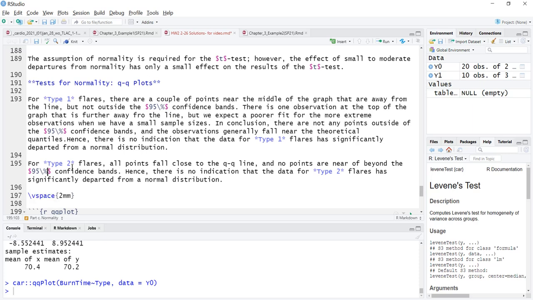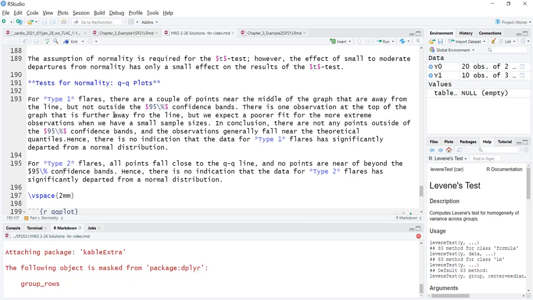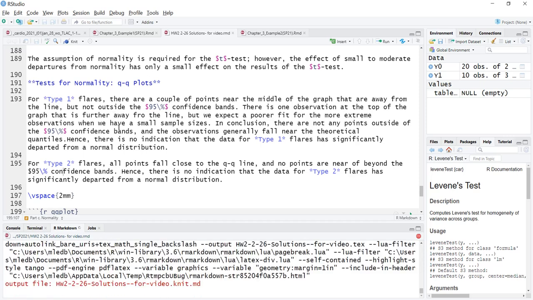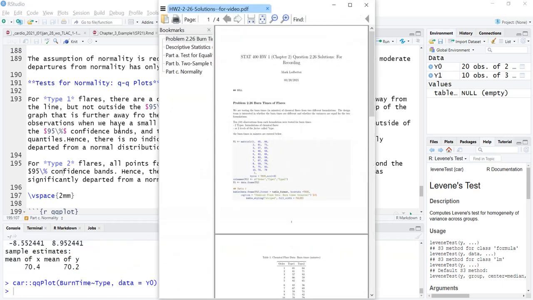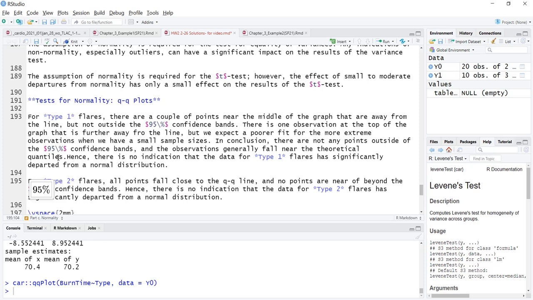So what if I left off one of the dollar signs? That's a common thing that happens. We think we've typed it and we haven't. If this knits to a PDF, I'm going to be very surprised. It did. That's interesting. Wow, I'm very shocked that that worked. How about if I leave off the first one?